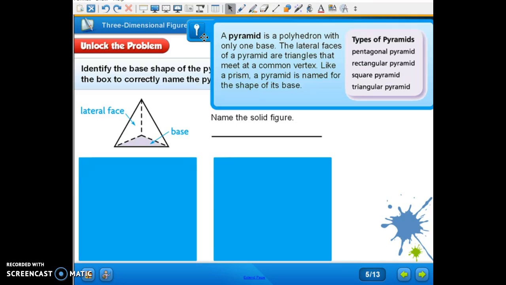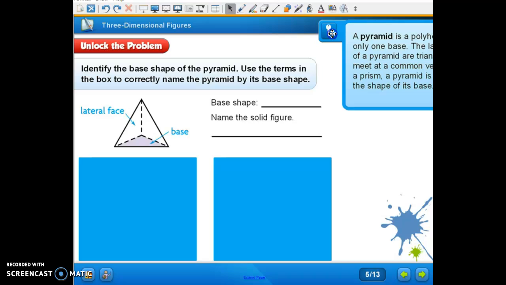What is the difference between a pyramid and a prism? A prism has two bases. A pyramid has only one, and it comes to a point at the top. Okay? Push this back out of our way.